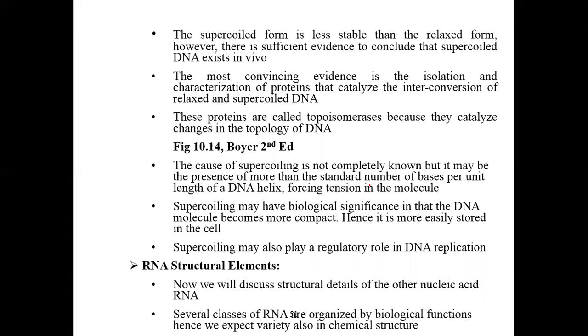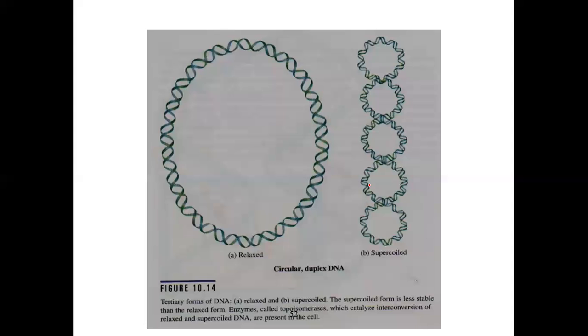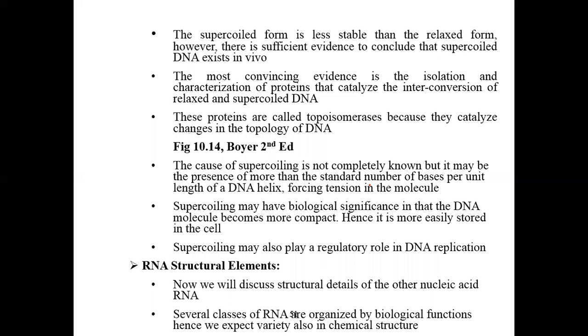These proteins are called topoisomerases because they catalyze the change in the topology of the DNA. This is very important. These are very important enzymes which make the DNA relax and decompact from time to time. So this is the relaxed DNA, and the second diagram, B, is for the supercoiled DNA.